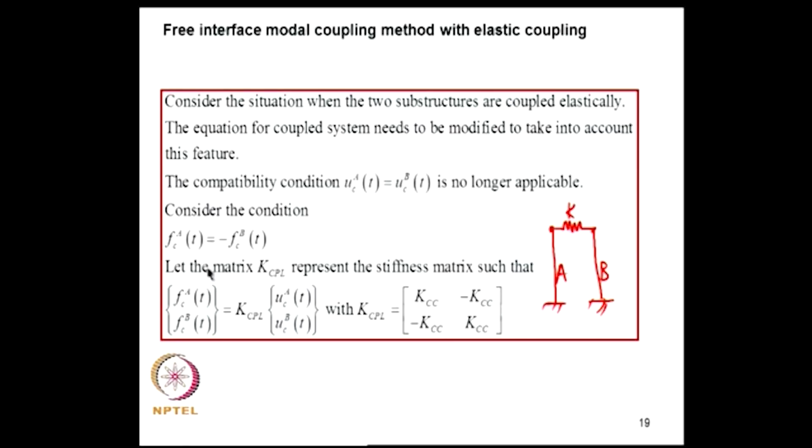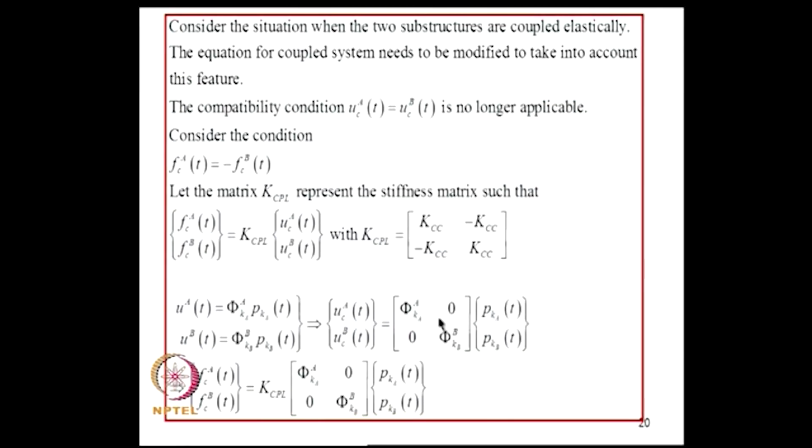Now, on the other hand, this equation remains valid. So, what I do now is I will define a coupling matrix K_CPL, let that represent the stiffness matrix such that at the coupling the displacements and the forces are related through this coupling matrix, with K_CPL being equal to this. Now, the equation for the coupled system needs to be modified to take into account this coupling. The compatibility condition is no longer applicable. Now, you consider this and we get this.